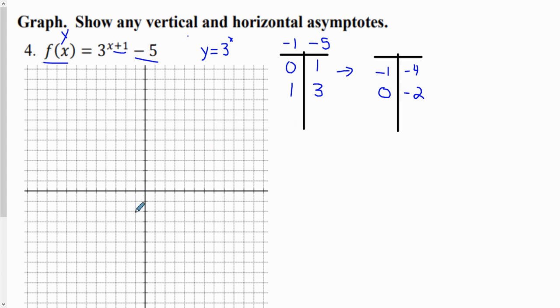So I'm going to graph those, negative 1, negative 4, 0, negative 2. There's our 2 key points. And then there's one more thing. We need to show any vertical or horizontal asymptotes, where our asymptotes are going to be right here with the 5. Because this value cannot get to 0, like 3 to the x here cannot equal 0. We'll be just above it, like 1 over 3 to the 10 is going to be a really small number, but it's not going to be 0, and then we subtract 5. So y equals k, which in this case is minus 5, is our horizontal asymptote.